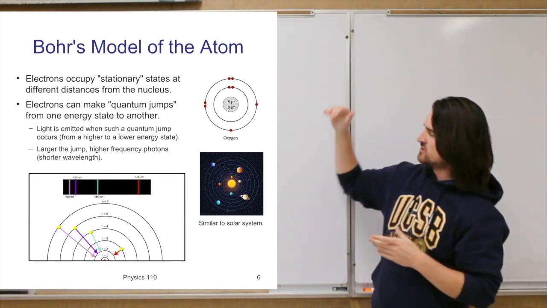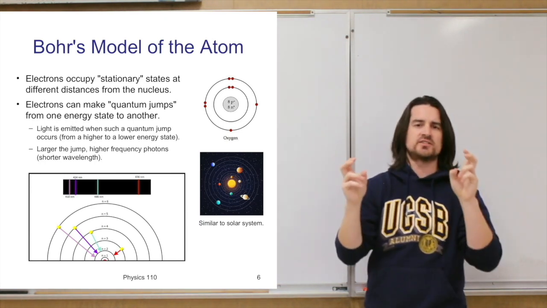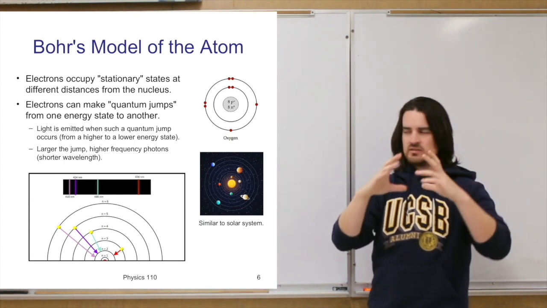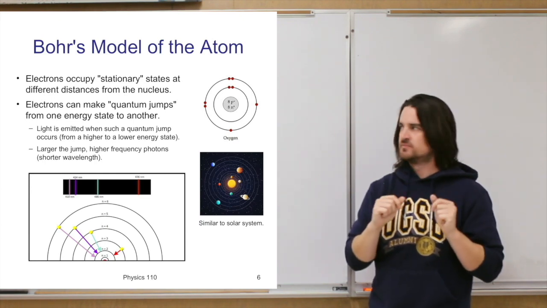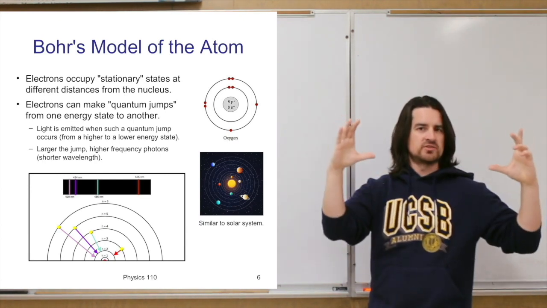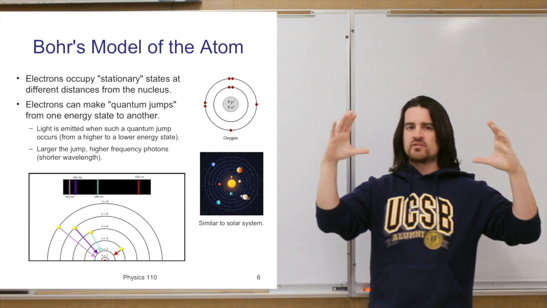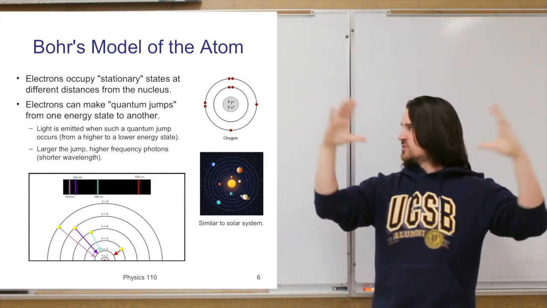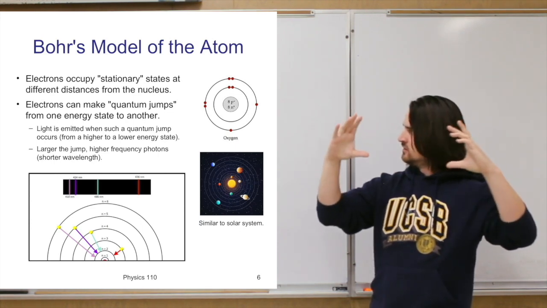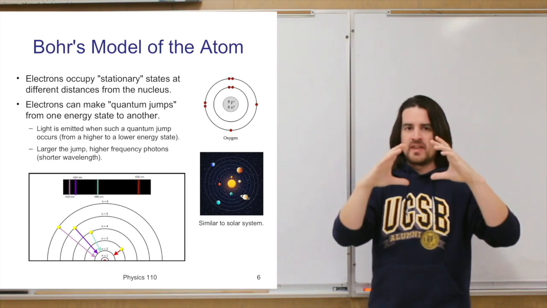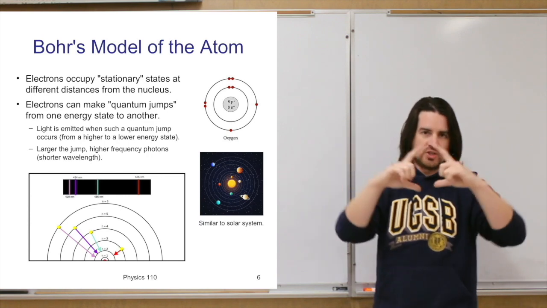And essentially what he said is that the electrons can only occupy what we would call stationary states. So there are only certain orbits or distances that electrons can be at around the nucleus, and they can't exist in between those. So when an electron moves from one state to another, say from this outer state down to this inner stationary orbit, then it's going to give off a certain photon associated with the jump between those two.